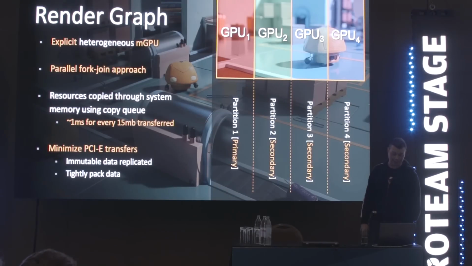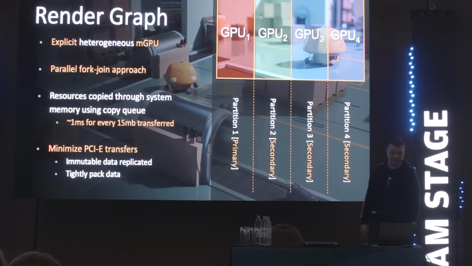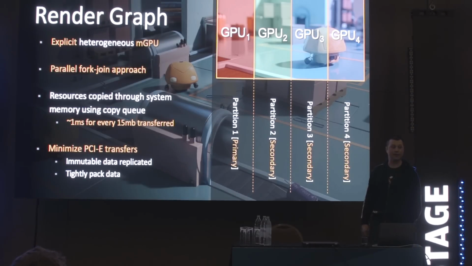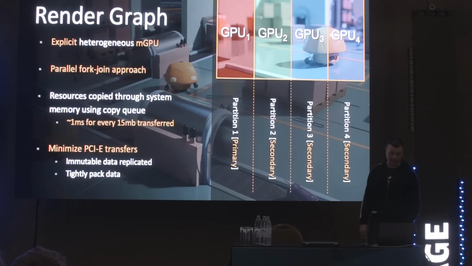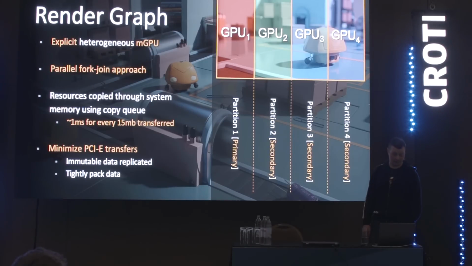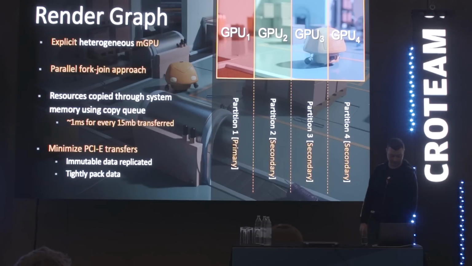As mentioned, we support explicit heterogeneous multi-GPU. We use a parallel fork join approach, and we copy resources through system memory using the copy queue. It costs roughly 1 millisecond to transfer 15 megabytes of data, so it's important to minimize how much we transfer. This is done by redundantly replicating immutable data to all GPUs, such as meshes and textures, and also tightly packing or compressing data to minimize the transfer size.